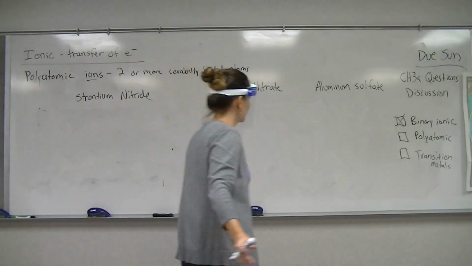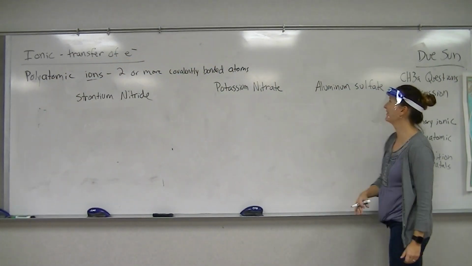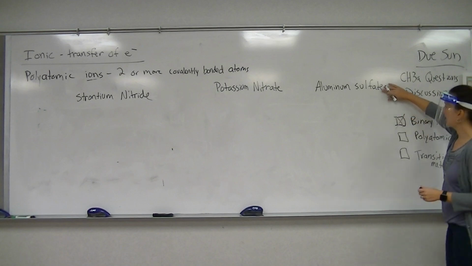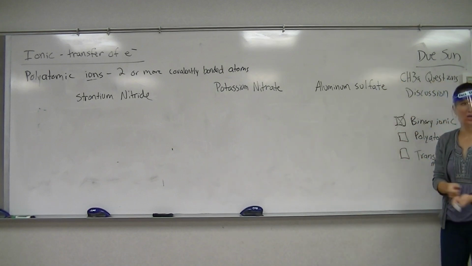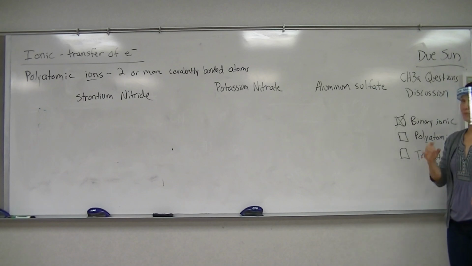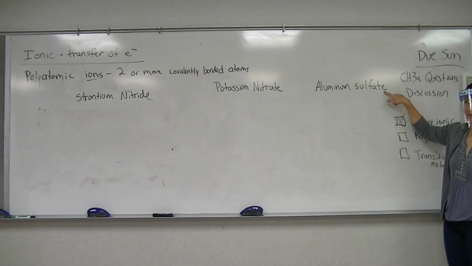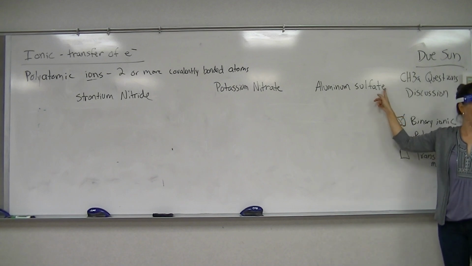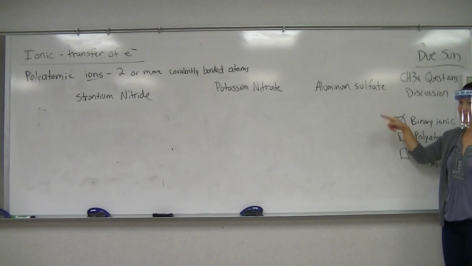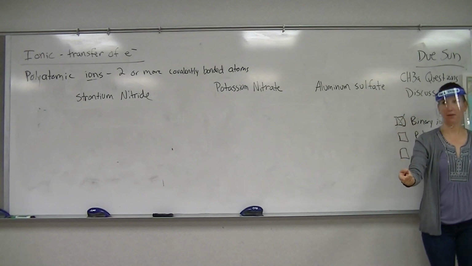I'm going to be weird and start here and go that way. So, aluminum sulfate, so this is ATE. Looking at it, how do you know there's a polyatomic? What's really going to help most of the time is that ending. If it's not a polyatomic, so if this was sulfur from the periodic table, it would have an IDE ending. But since it's ATE, that's a hint that it's a polyatomic.